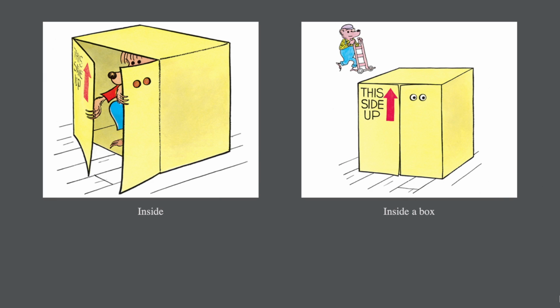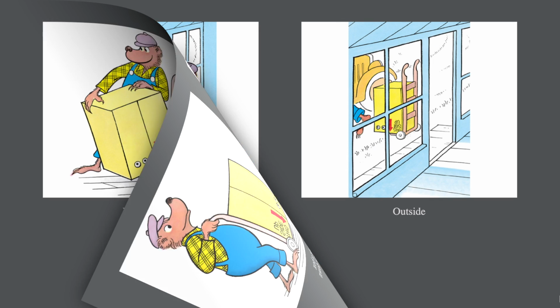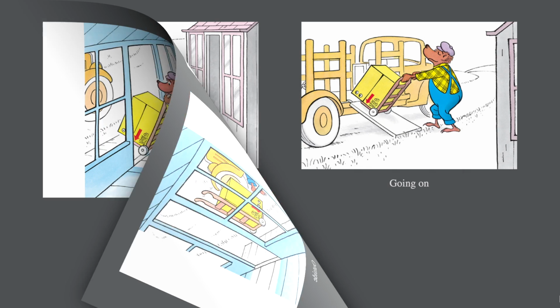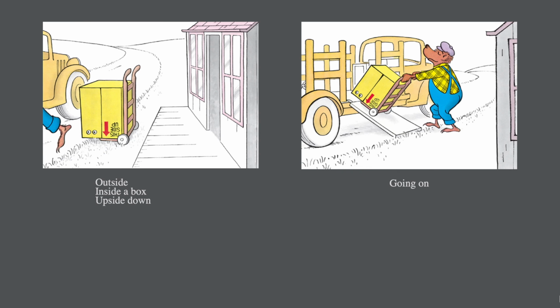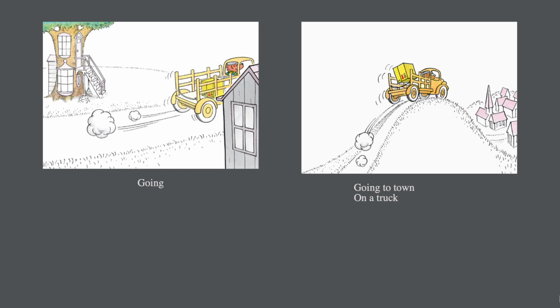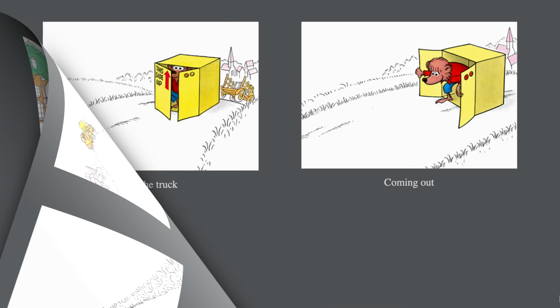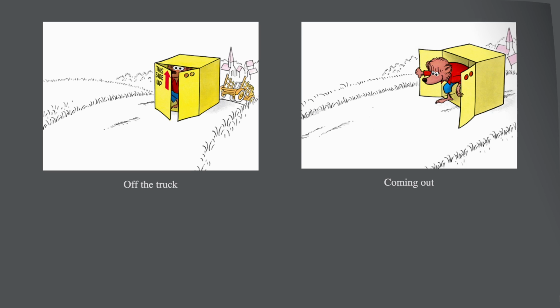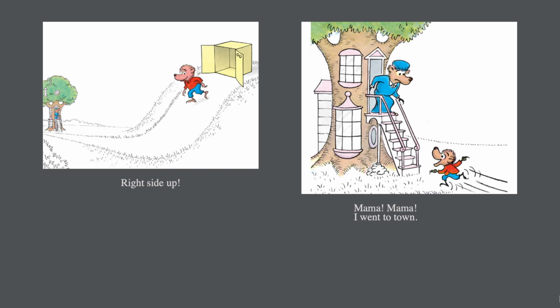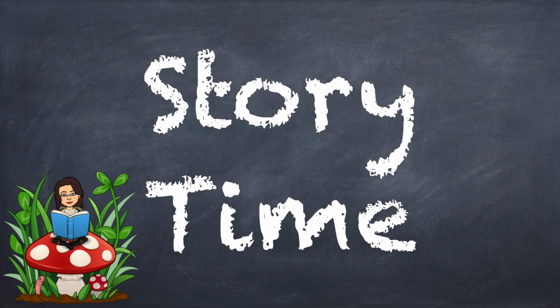Going in. Inside. Inside a box. Oh, now he's upside down. Inside a box, upside down. Going out. Outside. Outside in a box, upside down. Going on a truck. Going to town on a truck. Falling off the truck. Coming out, right side up. Mama, Mama, I went to town. Inside, outside, upside down.